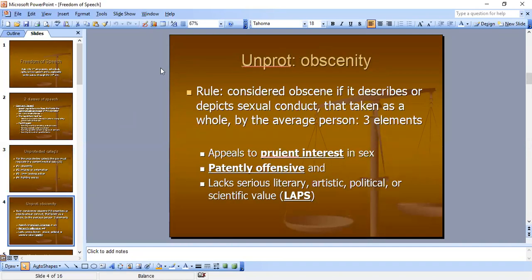First, unprotected speech is obscenity. The rule: it is considered obscene if it describes or depicts sexual conduct that, taken as a whole by the average person, meets these three elements: appeals to prurient interest in sex, is patently offensive, and lacks serious literary, artistic, political, or scientific value, which I remember as LAPS. So if it's obscene, you need to prove these elements here.